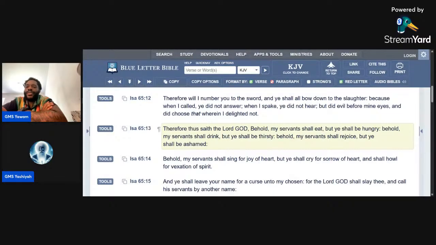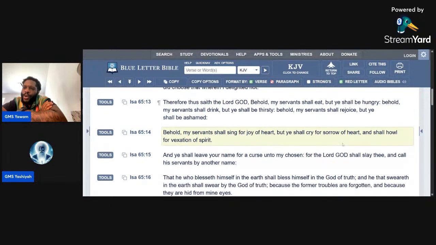Behold, my servant shall sing for joy of heart, but ye shall cry for sorrow of heart, and shall howl for vexation of spirit." You see, and we're seeing part of that now. Essentially the Lord's hopeful elect are being joyous in heart, while 2/3 are having sorrow of heart, because they didn't choose. Going back up to verse 12, you scroll up, Uncle Shaw.